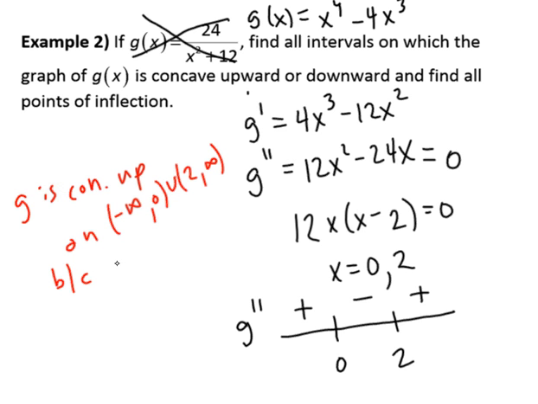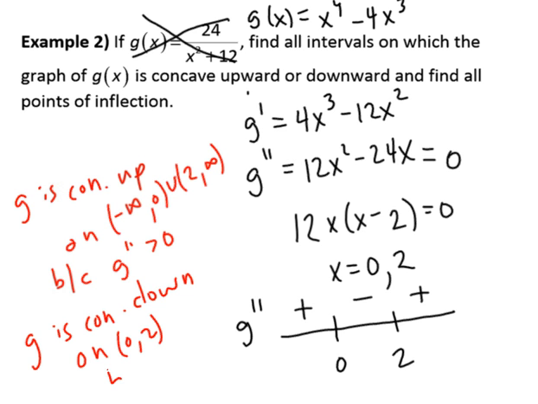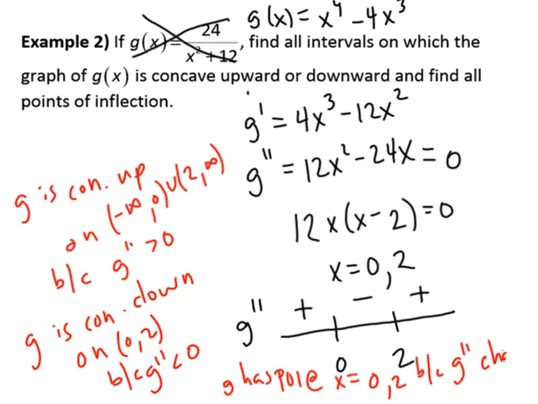why. Why do we know it's concave up? Because g double prime is greater than 0. Then g is concave down on the interval from 0 to 2 because g double prime is less than 0. Okay, so that's the statement that I'm looking for, and that's about as shorthand as it gets. So now I also want to find the points of inflection. So g has points of inflection at x equals 0 and 2 because g double prime changes sign.